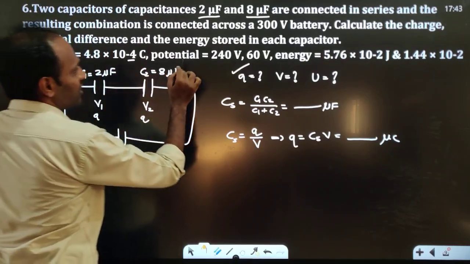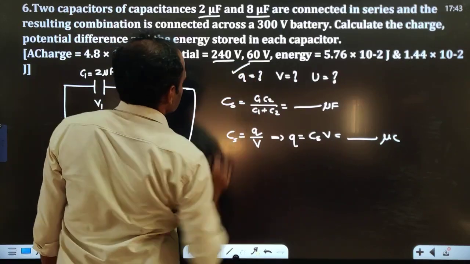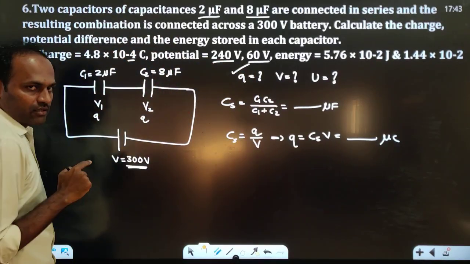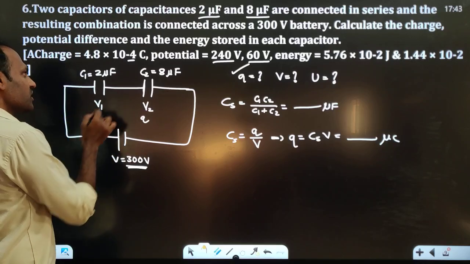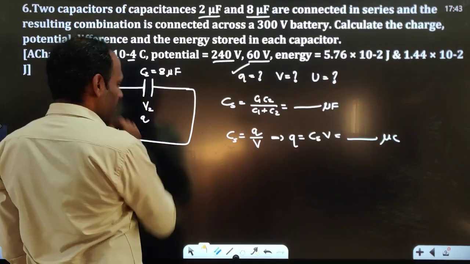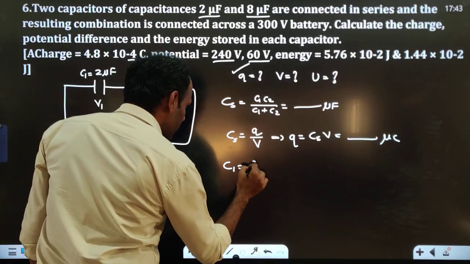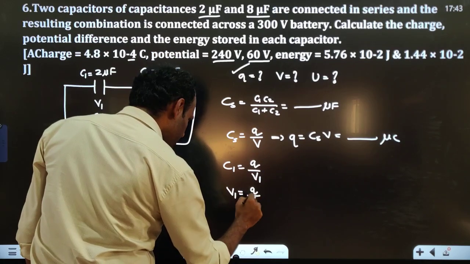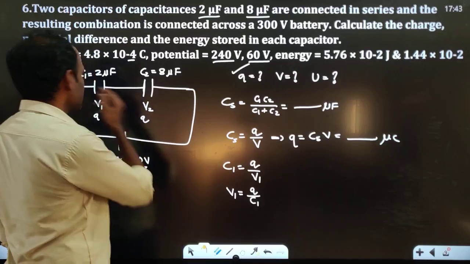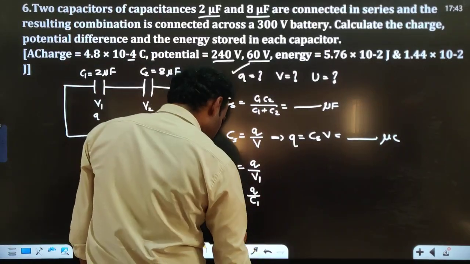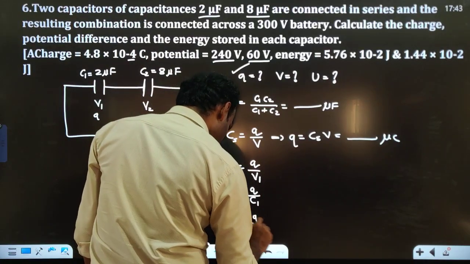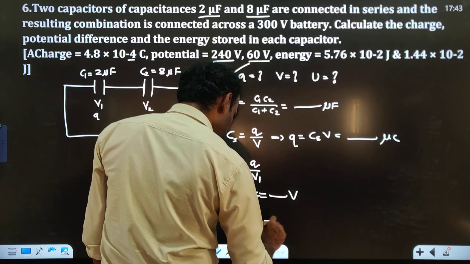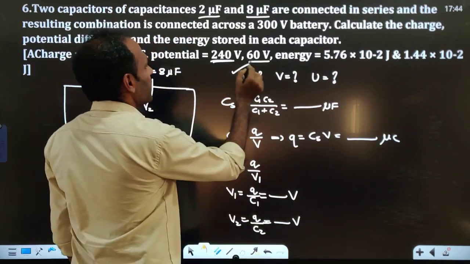Note the potentials: they have given two potentials, 240 and 60 volt, because the potential differences will be different. To calculate the potential difference on the first capacitor, use C1 is equal to Q divided by V1. You want V1, so V1 is equal to Q divided by C1. Q you have already got, C1 is given, so you will get V1. Similarly, to calculate V2, use Q divided by C2. You will get V1 and V2 in volts. They are 240 and 60.